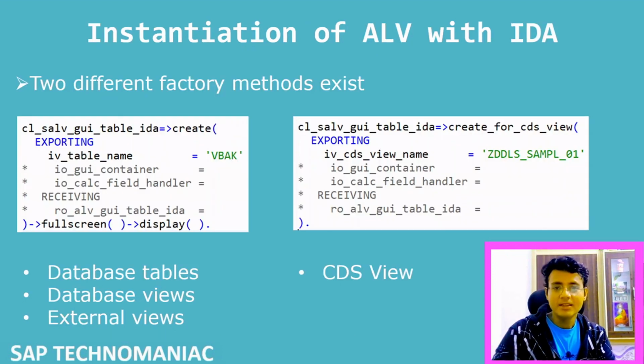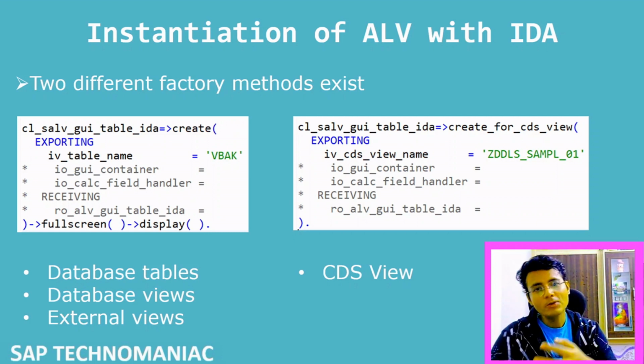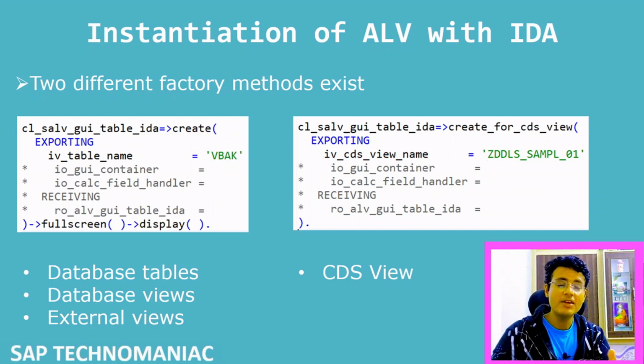The next thing is how we initialize ALV IDA. We know how to initialize classical ALV: we call the CL_SALV_TABLE static factory method and pass an internal table. But we will not have any internal table when we are using ALV with IDA.